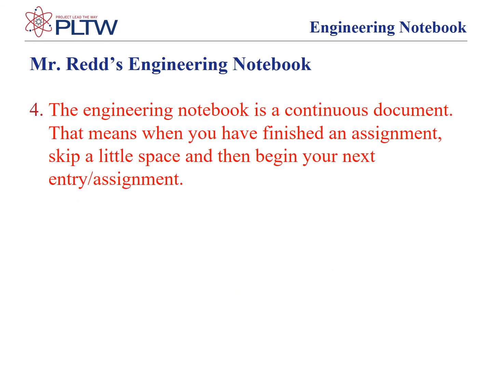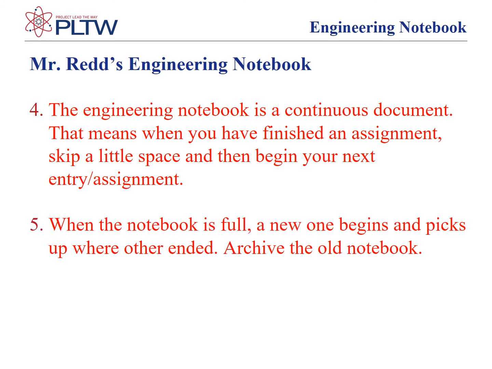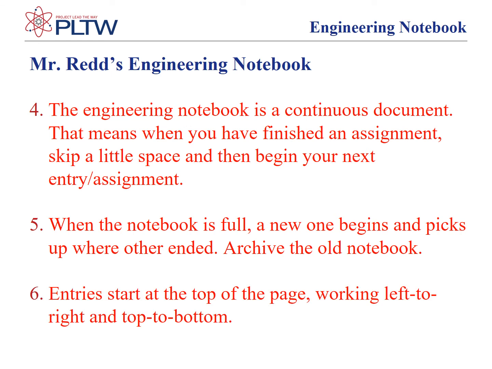The engineering notebook is a continuous document. That means when you have finished an assignment, skip a few lines and then begin your next assignment. When the notebook is full, a new one begins and picks up where the other one has ended, and you would archive and store the old notebook. Entries start from the top of the page, working from left to right, from top to bottom.